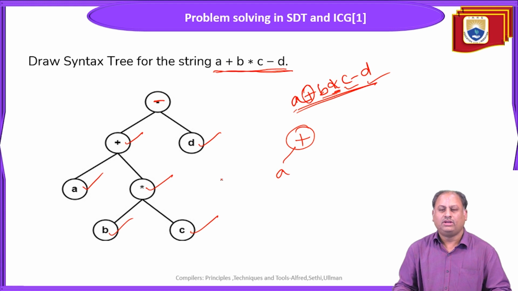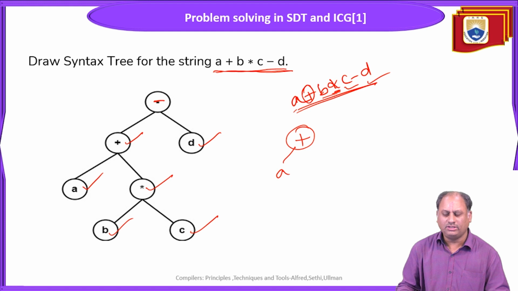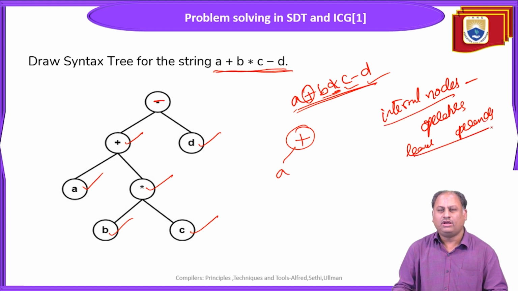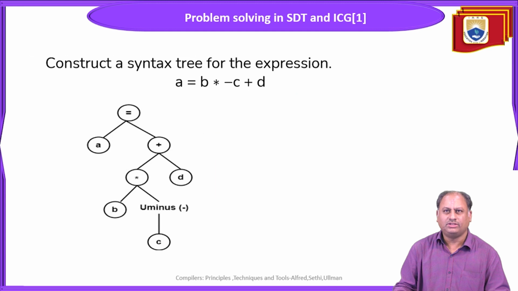Like this we draw the syntax tree notation, where the internal nodes are represented as operators, and the remaining nodes are represented as leaves, that is, as operands. This is the nomenclature followed for describing the syntax tree notation.